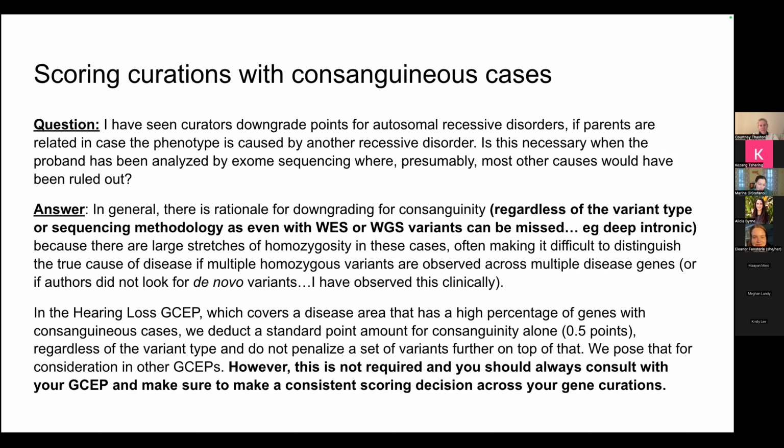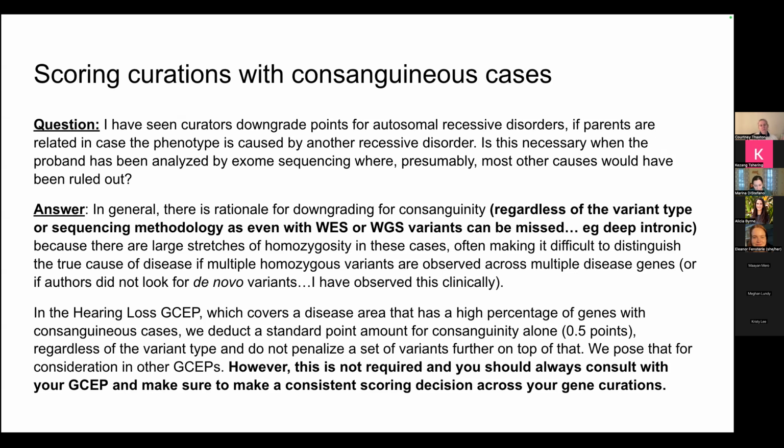I am coming from the hearing loss GCEP, one of the older GCEPs, which covers a disease area with a high percentage of genes with consanguineous cases. So at least in the beginning, we deducted a standard point amount for consanguinity alone, which is half a point, regardless of the variant type, and we don't penalize a set of variants further on top of that. We do pose that for your consideration in other GCEPs.